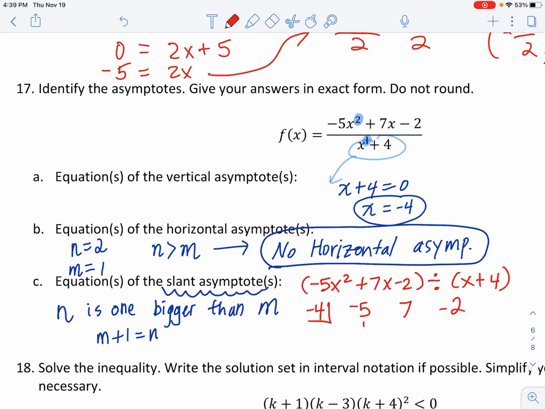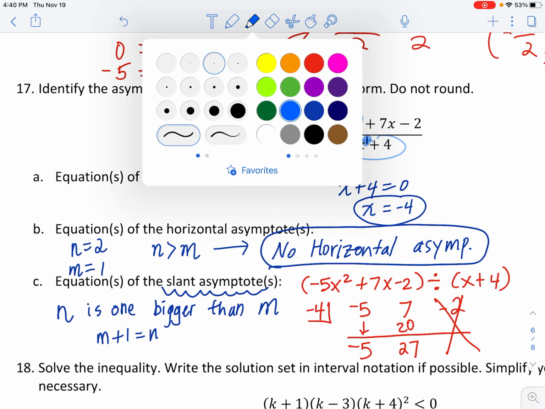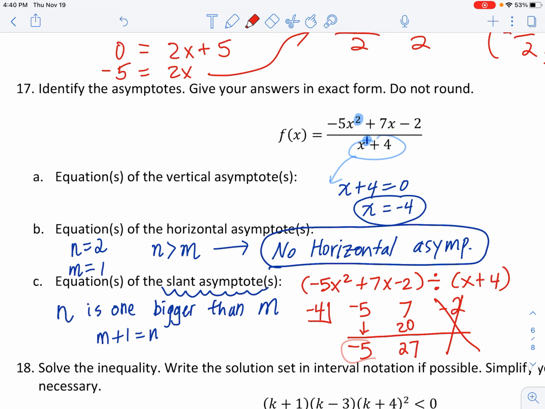Let's do synthetic division. Bring down the -5. Multiply and get 20. Add and get 27. And for slant asymptote, we don't really care about the remainder because the slant asymptote is just the quotient. Well, let's just keep going. -4 times 27, what that is. But remember, we don't really care about the remainder when you write the slant asymptote equation. It's just going to be the quotient.